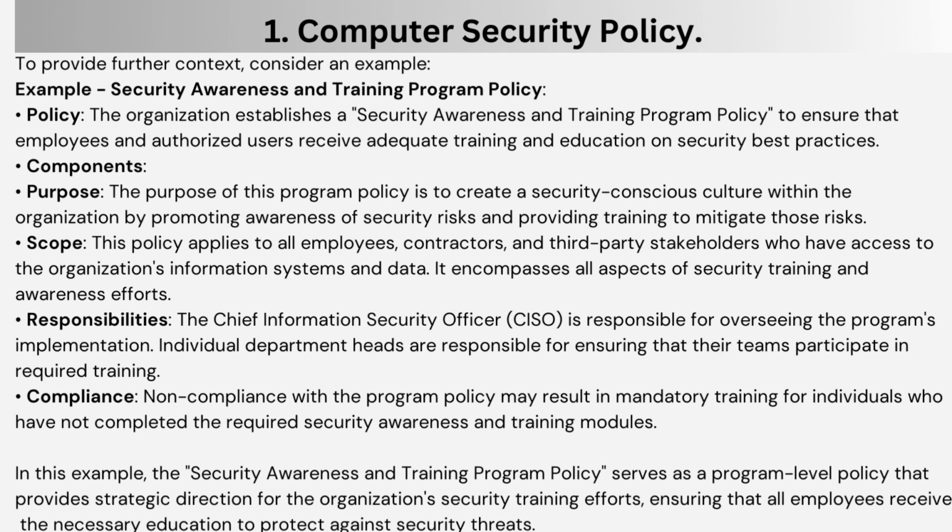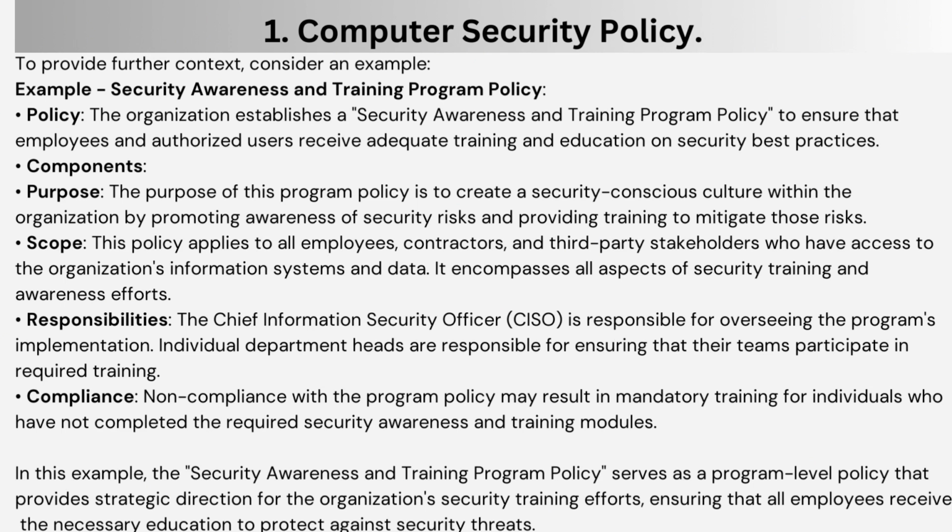Scope. This policy applies to all employees, contractors, and third-party stakeholders who have access to the organization's information systems and data. It encompasses all aspects of security training and awareness efforts. Responsibilities. The Chief Information Security Officer is responsible for overseeing the program's implementation. Individual department heads are responsible for ensuring that their teams participate in required training.